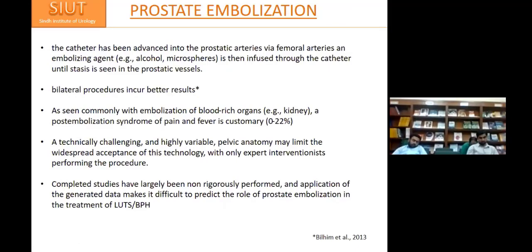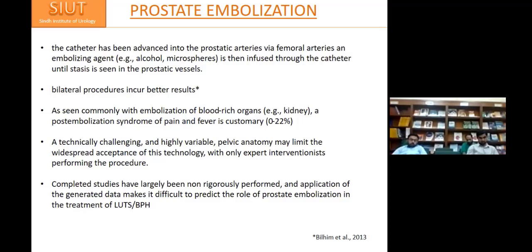Last but not least, prostatic artery embolization. A catheter is advanced into the prostatic arteries via the femoral artery, and an embolizing agent, alcohol or microspheres, is then infused through the catheter until stasis is seen in the prostatic vessels. A bilateral procedure ensures better results as compared to unilateral embolization of prostatic arteries. As seen commonly in embolization of blood-rich organs, a post-embolization syndrome of pain and fever is customary.